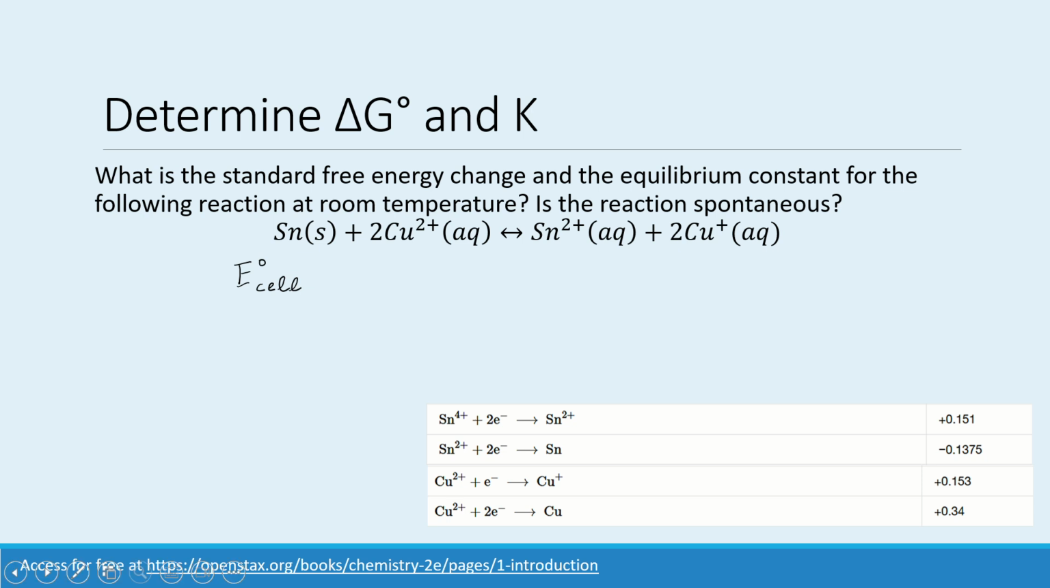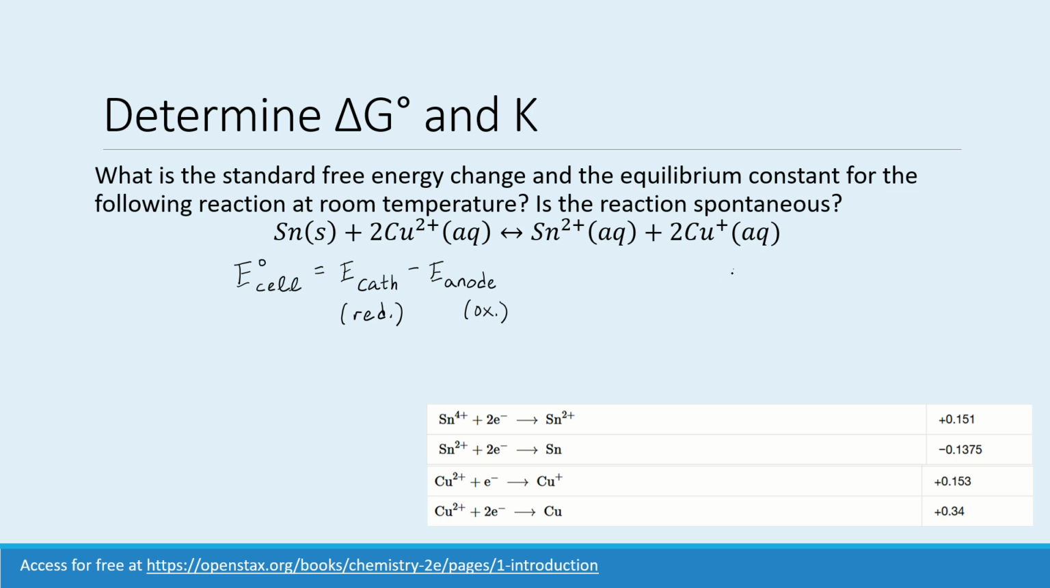And remember in previous sections on this topic, we learned that that is equal to the standard potential for the cathode minus the standard potential of the anode. And we also have to remember that the cathode is where reduction happens, right? And the anode is where oxidation is happening. Okay, so in order to use this equation, we first have to determine what is being reduced and what is being oxidized. Okay, and so you've got these two half reactions.